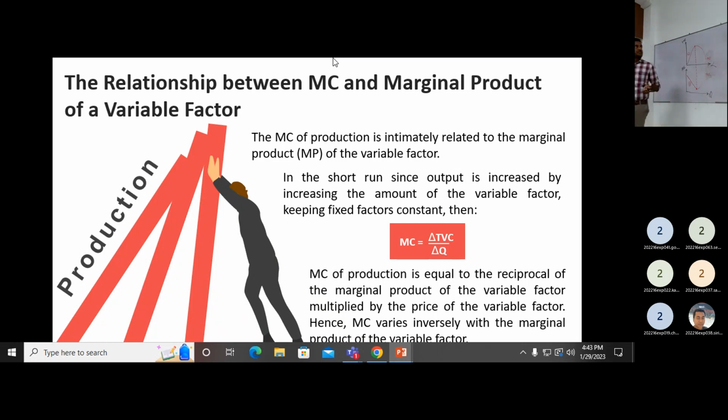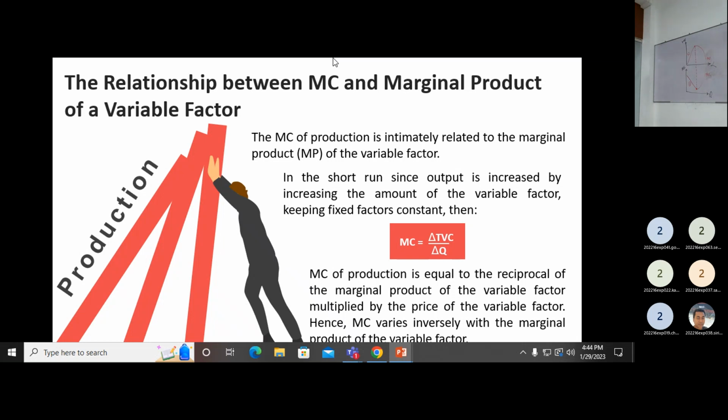Right, so here it says the marginal cost of production is intimately related to the marginal product of the variable factor, which means there's an inverse relationship between these two. In the short run, since output is increased by increasing the amount of the variable factor, keeping fixed factors constant, marginal cost is equal to total variable cost divided by quantity. In the short run, what do you think about the long run?